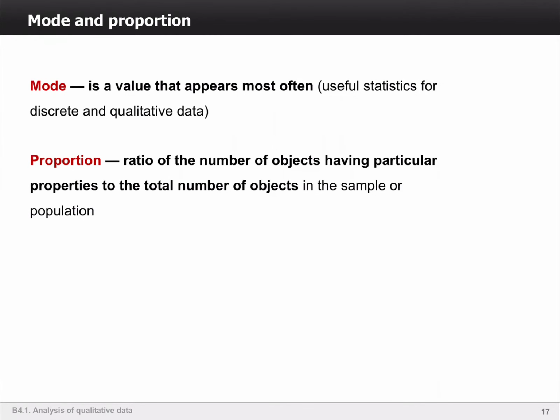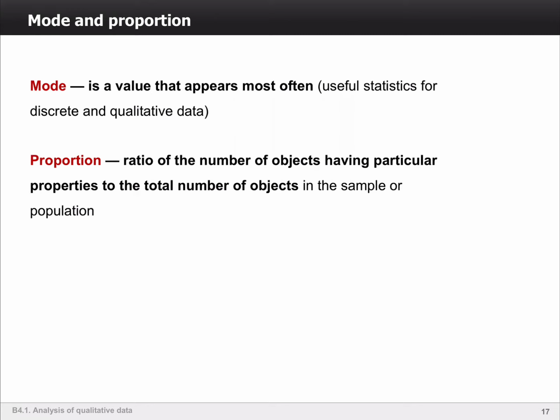There are two main statistics you can use with qualitative data: mode and proportion. Mode is a simple thing. It's just a value with the biggest frequency. If you have several categories and you have a category with the largest frequency, that's the mode.